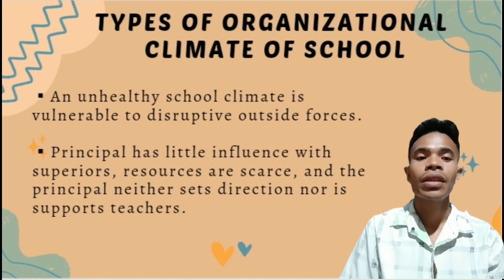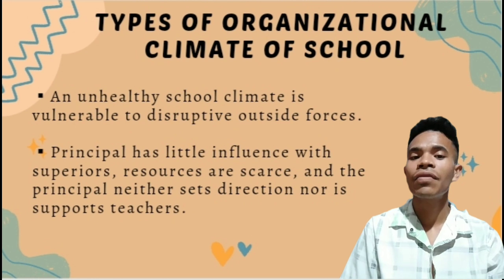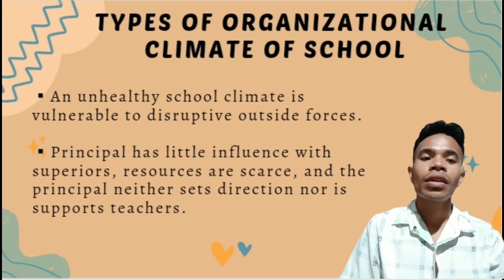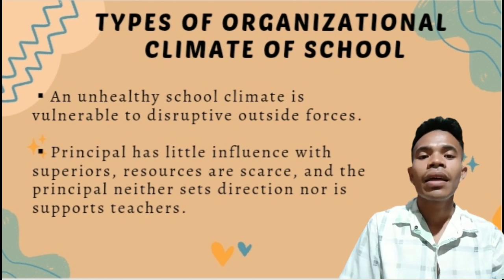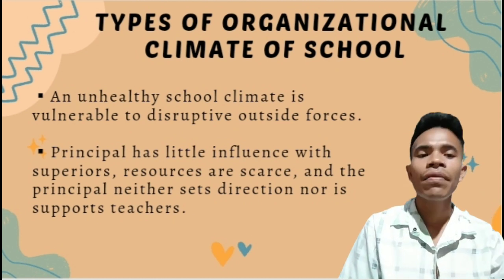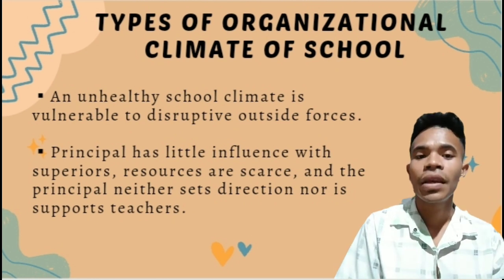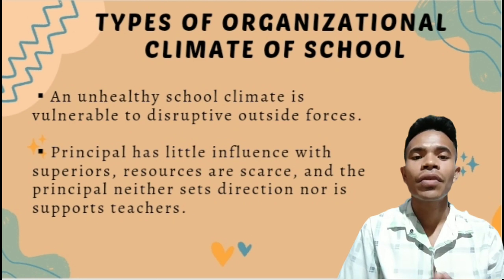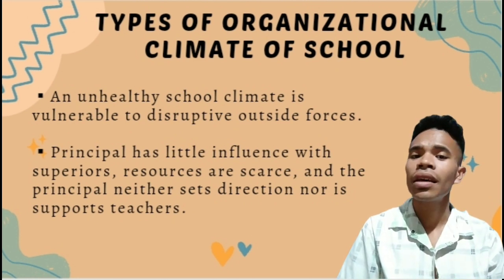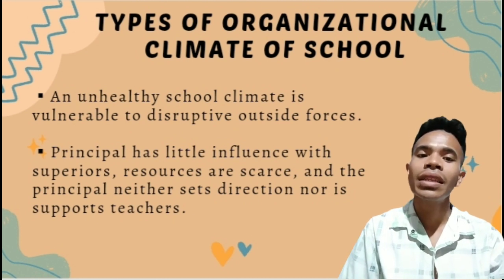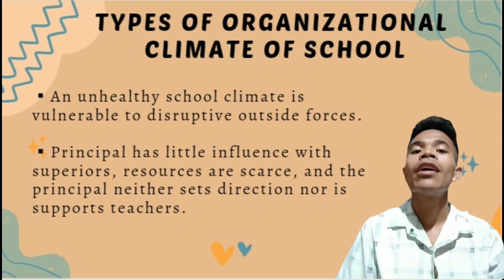This means that when a school has a negative or unhealthy environment, it becomes more susceptible to external factors that can disrupt its functioning. For example, if there's a lack of discipline, respect, or a hostile atmosphere, it may be easier for outside influences like bullying, gang activity, or external conflicts to infiltrate the school and create further disruptions.